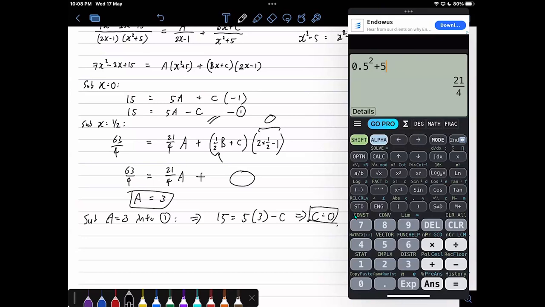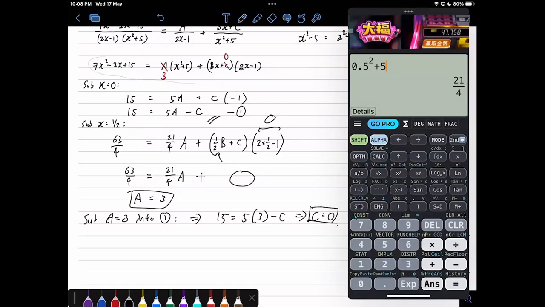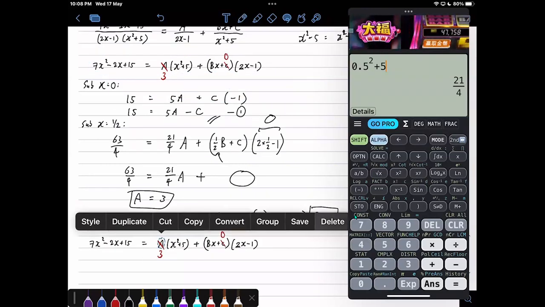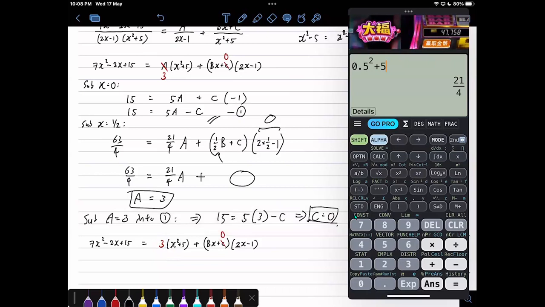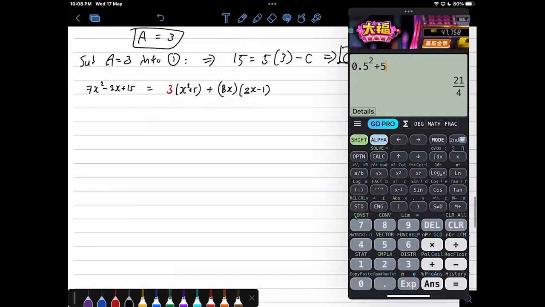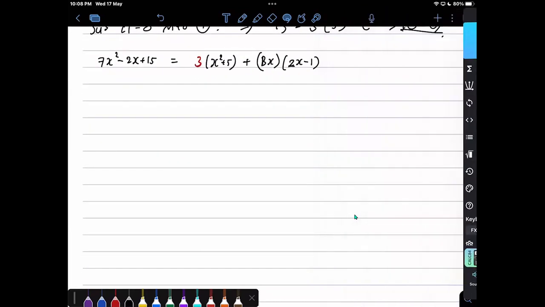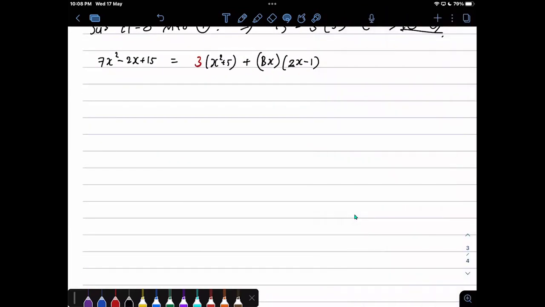So we are not done yet. Now that we know A is 3, C is 0, let's just do a shortcut. 3 here, 0 here, can find B. So just to make it neat and tidy for presentation, I'll just clean it up like this. How do we find B now with the updated equation? Can compare coefficient. Oh, compare coefficient.